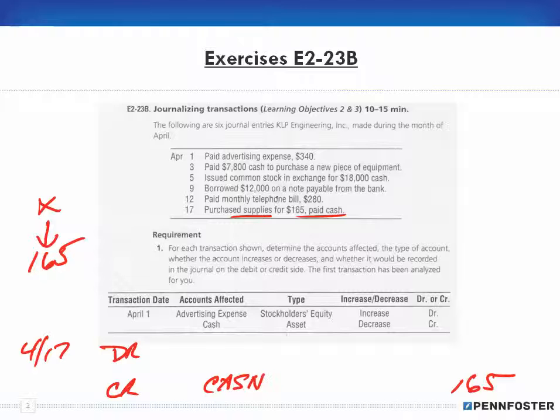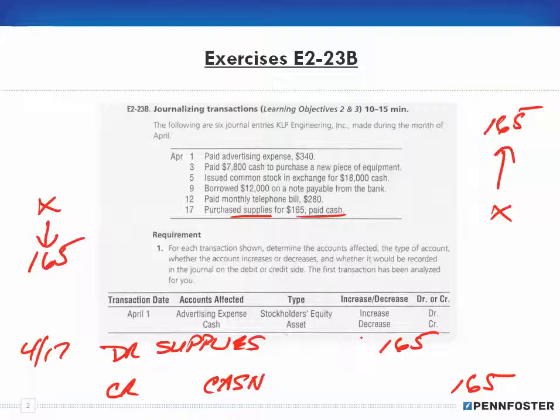Well, what are we debiting? Well, we're purchasing supplies. I can look on my chart of accounts and find that purchasing supplies is something I would own. So underneath the assets, I probably see a supplies account. And so I would debit the supplies account for 165. If my supplies were this amount before and now I'm purchasing more, that means I'm getting more, so I'm increasing my supplies by 165. Okay?